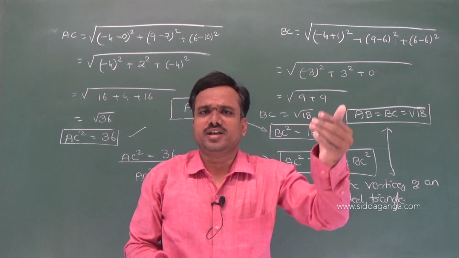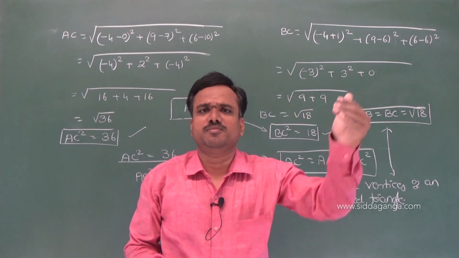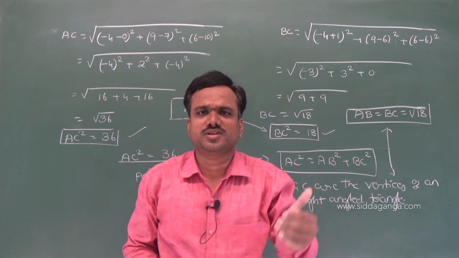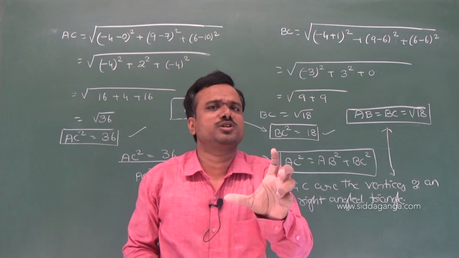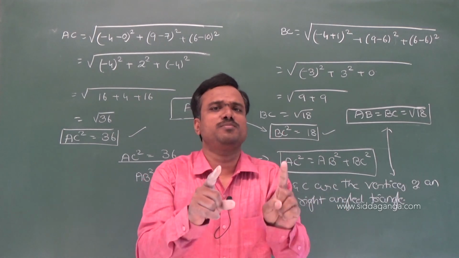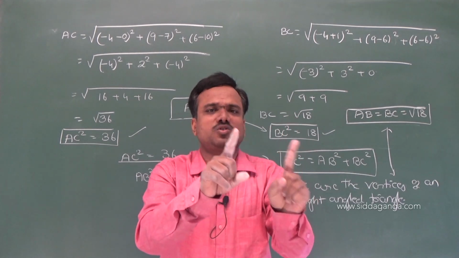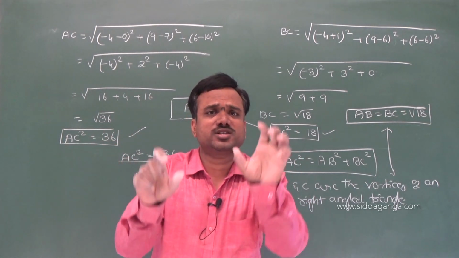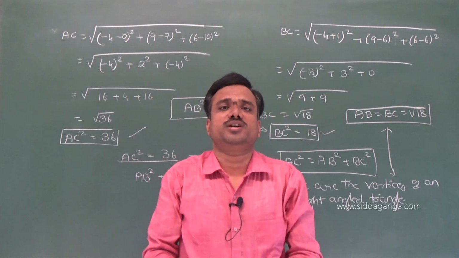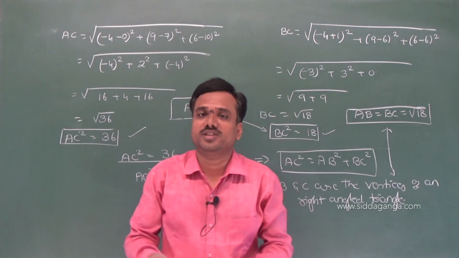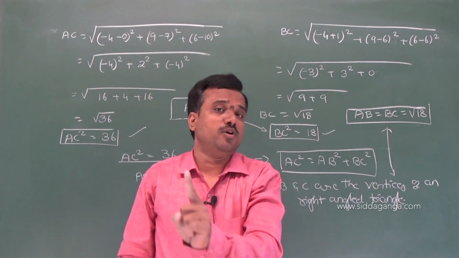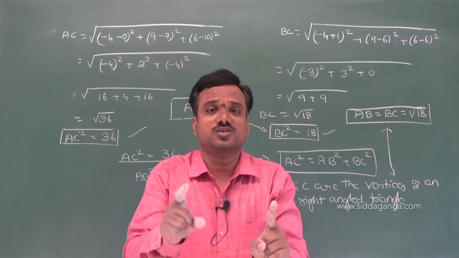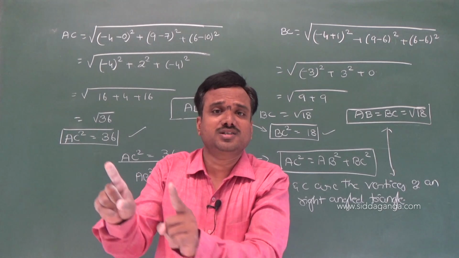Third concept: first we find AB, BC and AC, that is AB square, BC square, AC square. So we observe which value is highest. Suppose AB square is highest. If AB square is equal to BC square plus AC square, it means it satisfies the Pythagoras property. Then we say that the given 3 points are the vertices of a right angled triangle.